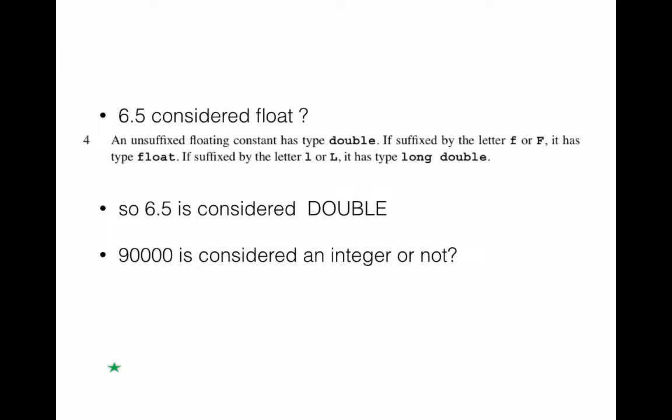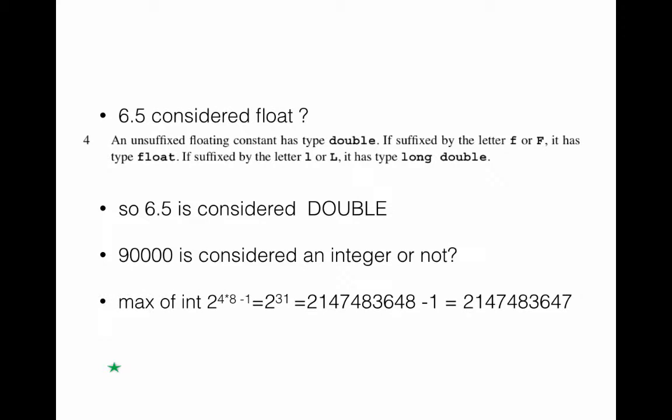The second number is 90,000, and the number after it. So we need to calculate the limit of integer. How to calculate the limit? We put 2 to the power of 4 times 8, where 4 is the number of bytes and 8 is the number of bits in 1 byte, minus 1. And this equals 2 to the power 31.